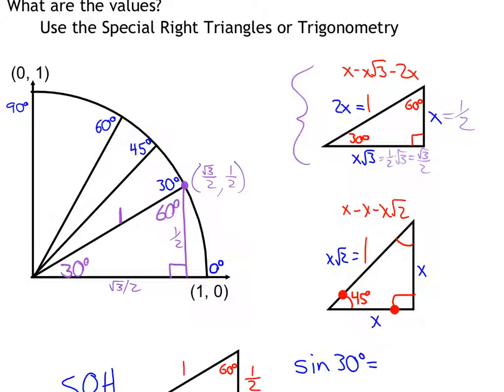Does that make sense? Everyone with me? I thought you were using this to find the radius, but that's a cool way to use it too. We already know the radius. That's a nice thing. This is a unit circle. We already know the radius is 1.